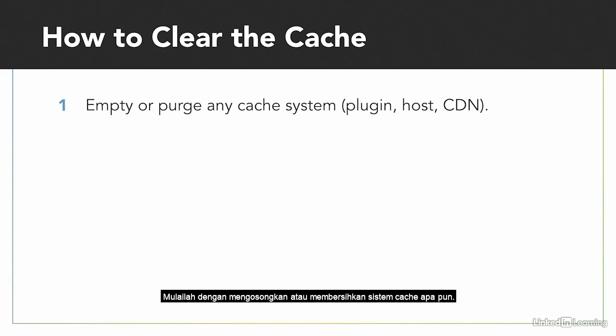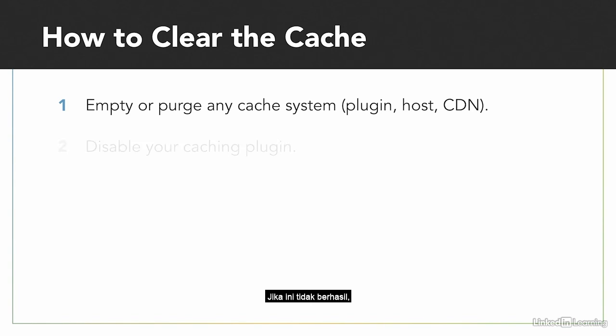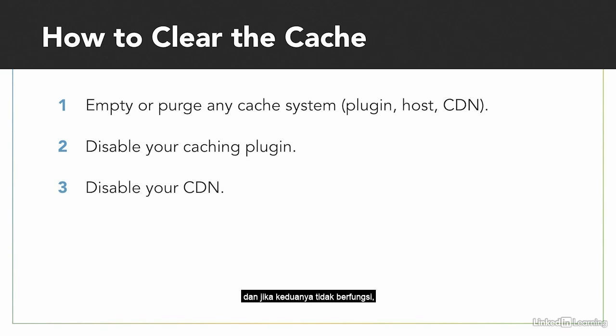Start by emptying or purging any cache system. In the last video, we saw a Clear Cache button in the WP Rocket settings page. Your host may also have caching and may have a Clear Cache button, as well as your CDN. If this doesn't work, start disabling your plugins, specifically with the caching plugin first, and then disable your CDN. And if neither of those work, it's time to look into versioning your files. This tricks the browser into thinking that it's a new file, so it downloads it.